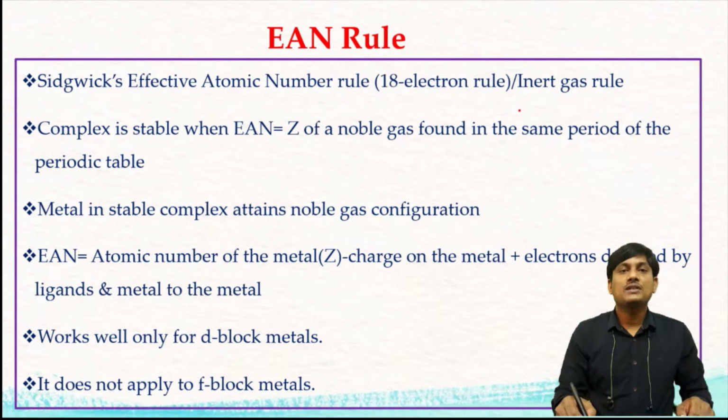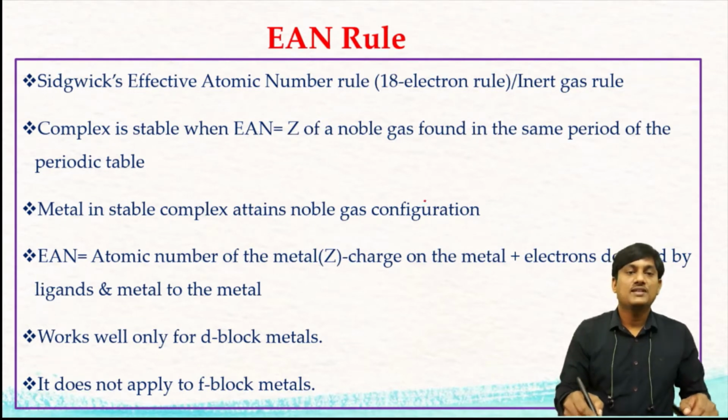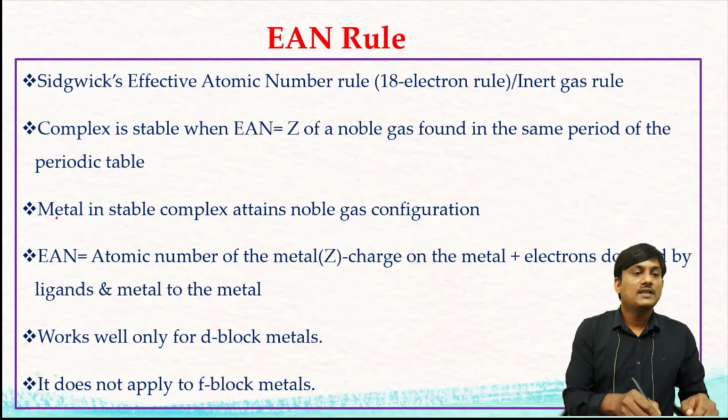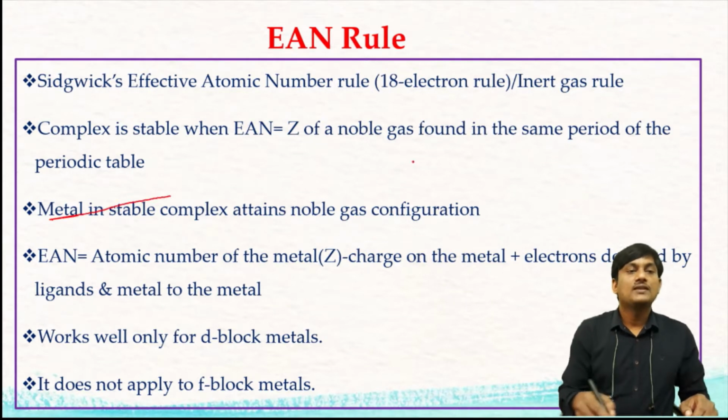According to the effective atomic number rule, when the number of electrons in a metal complex is equal to the atomic number of the nearby inert gas element, then the complex is stable. Otherwise, the complex is unstable. In stable metal complexes, the metal attains the noble gas electronic configuration. That's why the metal complex is stable.